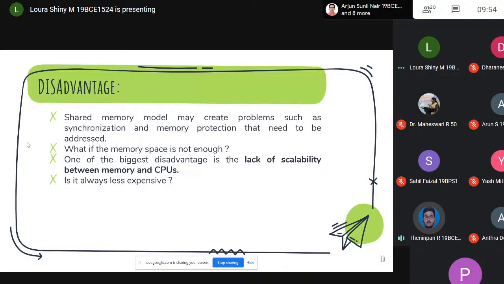The shared memory model may create problems such as synchronization and memory protection that need to be addressed. What if the memory space is not enough? If the memory space is not enough, the processors have to wait before they can use the memory, after other processors using the same memory finish the operation that they are doing and free up the slot. One of the biggest disadvantages is the lack of scalability between memory and CPUs.